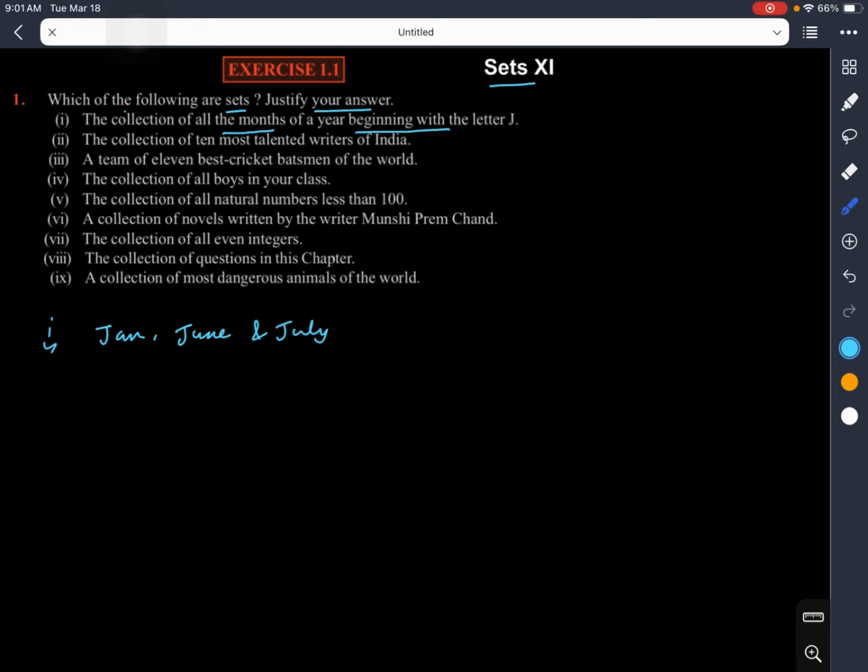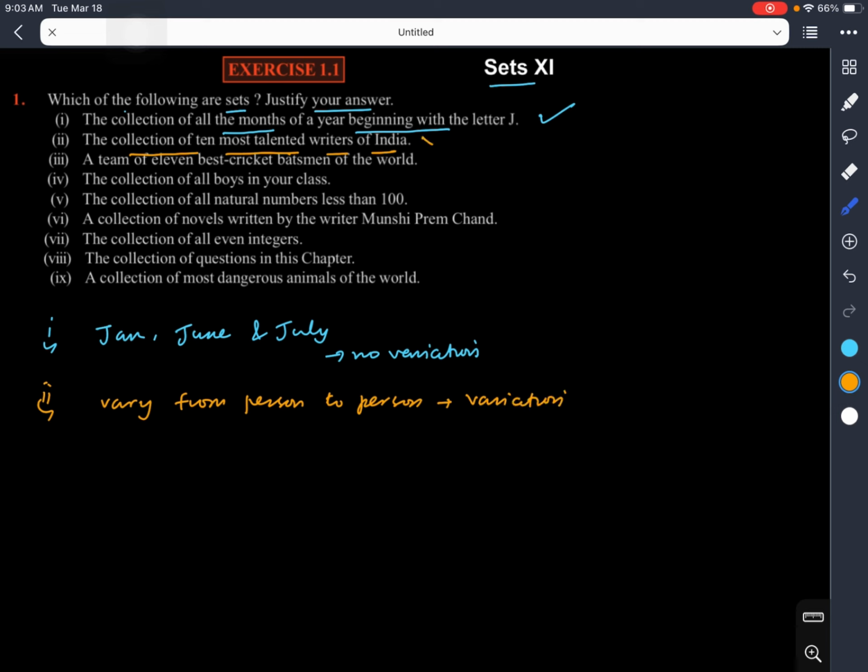If you ask anyone what are the months of a year beginning with the letter J, his answer will be same. There will be no variation whatsoever. So the first part, this list forms a set. Part number 2, the collection of 10 most talented writers of India. As mentioned earlier, if a question is based on a personal choice, then the given list will not form a set. So for this set, the members vary from person to person. It's choice dependent. So if there is variation, the given list will not form a set.